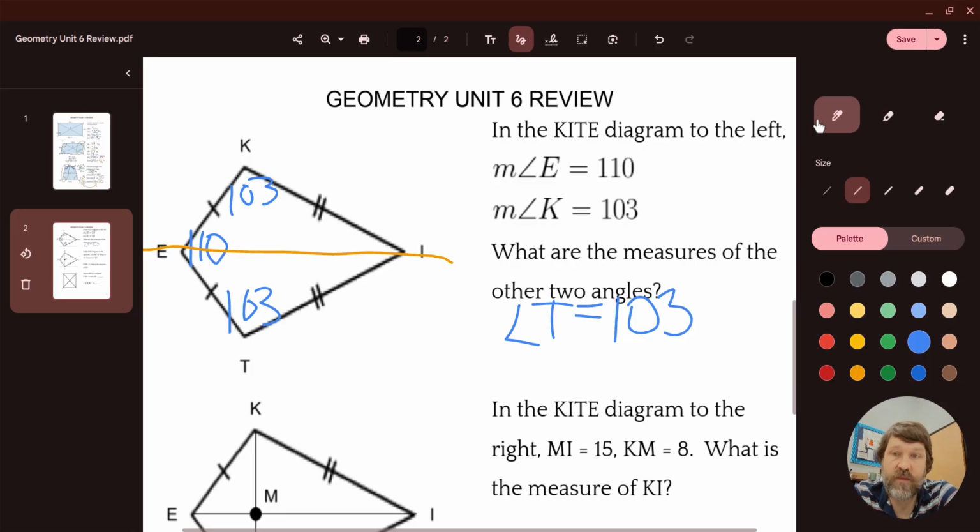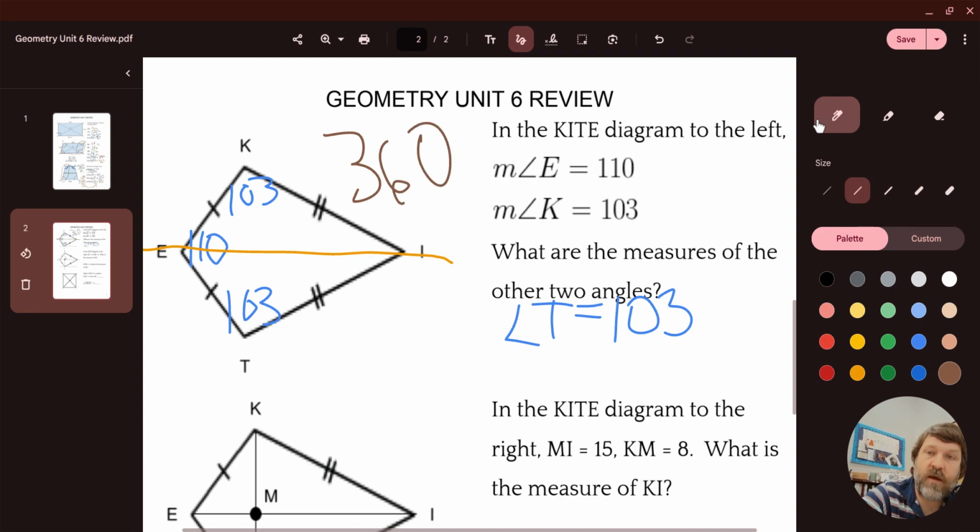And then to find the fourth angle, the thing you need to remember is that the total of the angles of a quadrilateral is 360 degrees. And so you're going to subtract those other measures from 360. So you'll do 360 minus 110 minus 103.